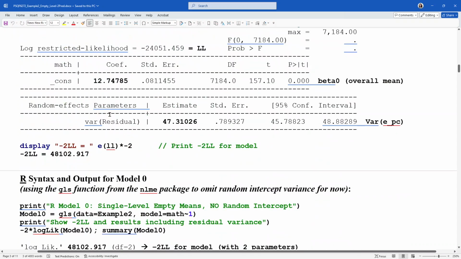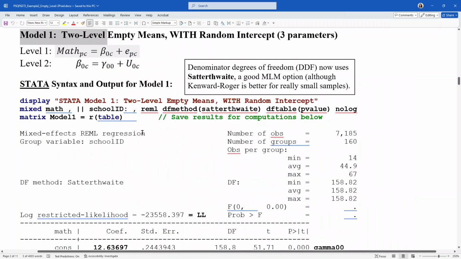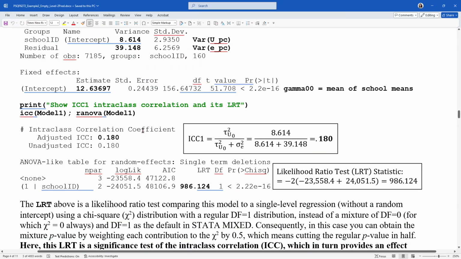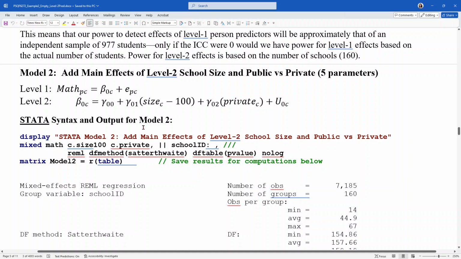And I think for the rest of the semester, though, there won't be a model 0. I won't start with a single level model. That was more for pedagogical purposes. So we did empty models. We did all the stuff that comes out of that. And then we added level 2 predictors.